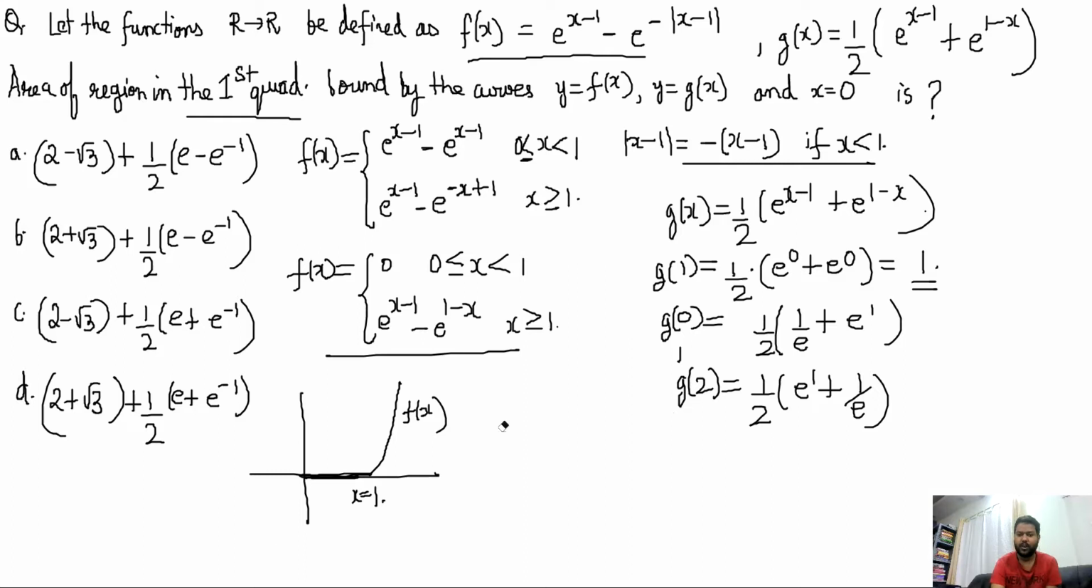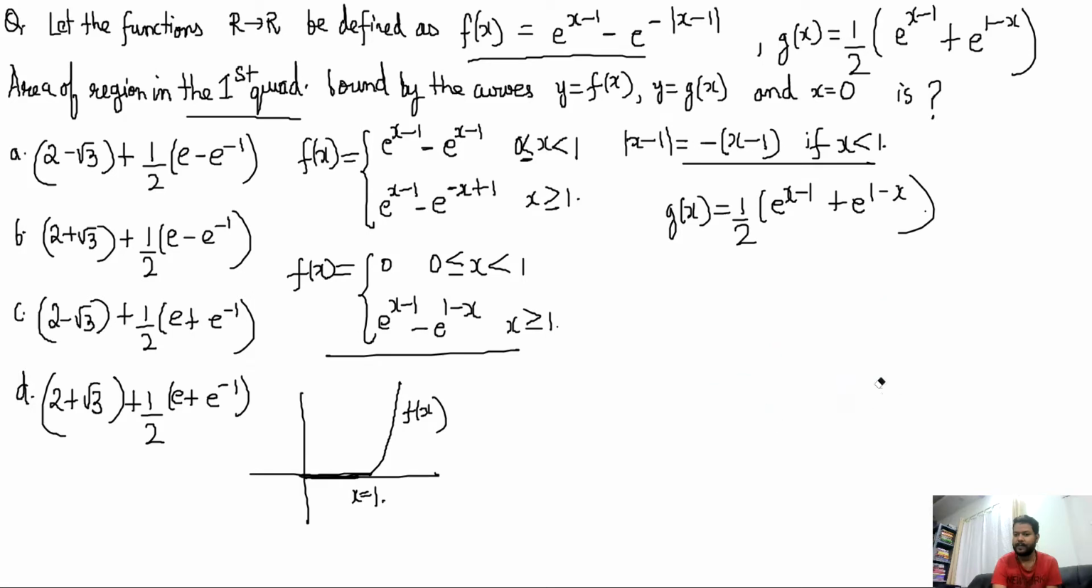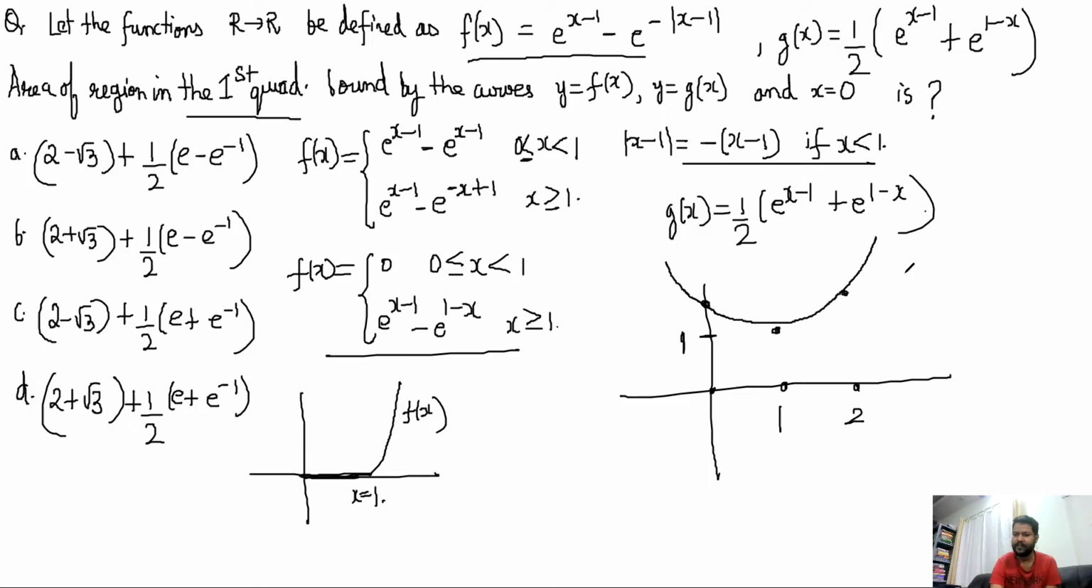So the graph can be drawn for the g function somewhat like this. x = 1 is here, x = 2 is here, and this is 0. So at 0 it is some value, at 1 it is 1, and at 2 it is the same value. So you will have a graph somewhat like this for g(x). Now notice that f(x) was like this. If I draw it here itself, f(x) is like this, and it is going to cut somewhere here, right? So the area we want will be this region.